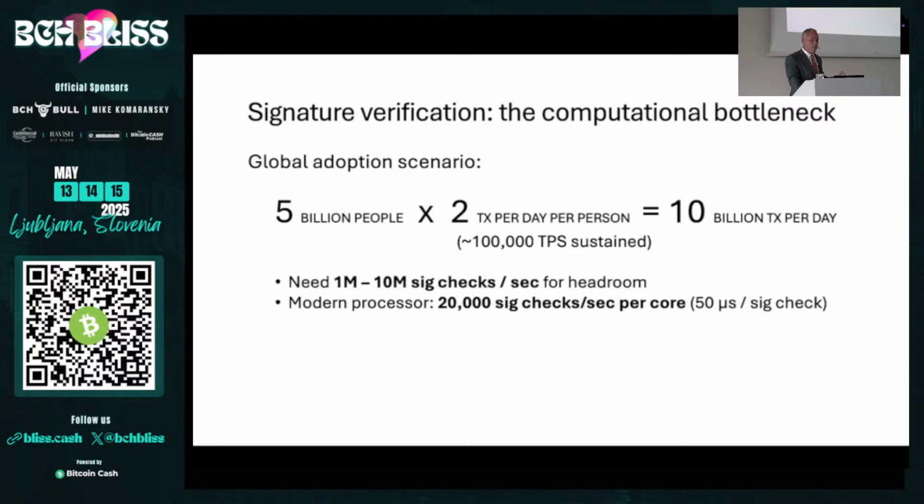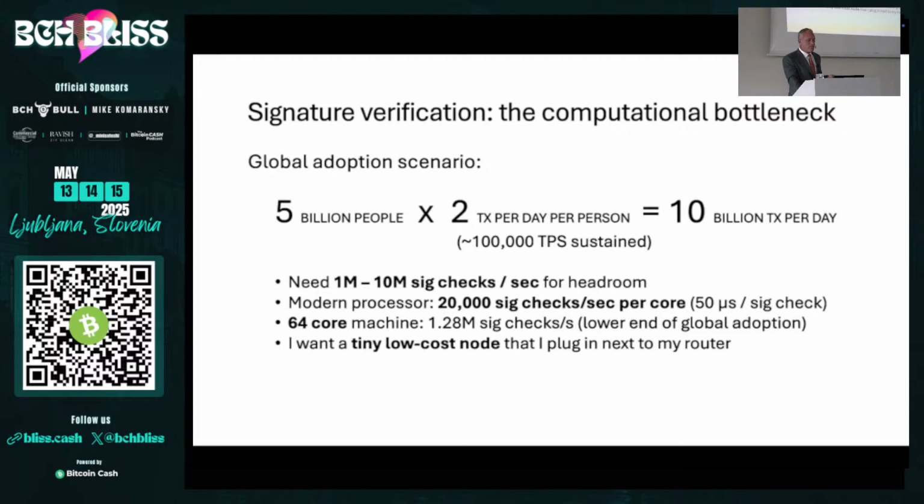A modern processor can do about 20,000 signature checks per second per core, so 50 microseconds per check. So a 64-core machine, like a Skookum desktop machine you might pay $10,000 for, is already able to keep up to the lower end of the global adoption range.